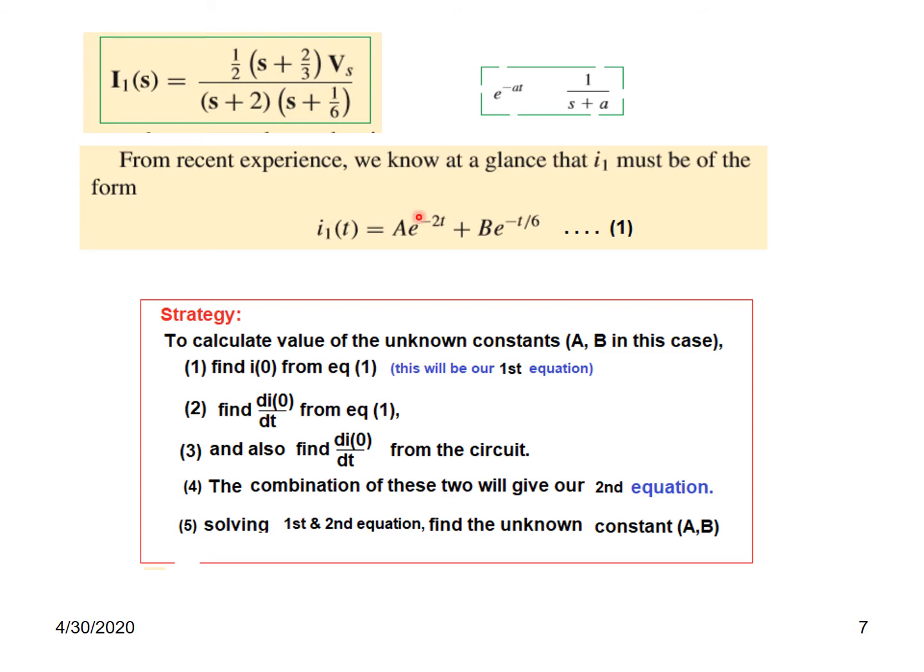We find the differential equation. So we differentiate this, the differential equation di/dt from equation 1, and then put t equal to 0. So we get the second one. We also find di/dt at 0 from the circuit. So we'll solve the circuit, and the combination of these two will give our second equation. Solving the second equation and first equation, we can get the constants A and B. So let's proceed.